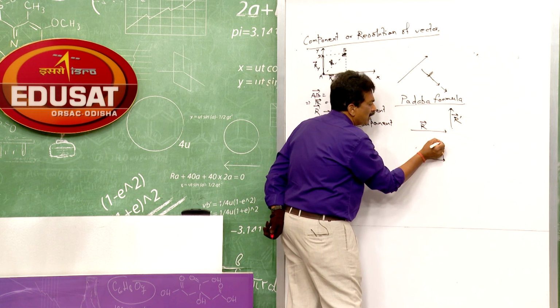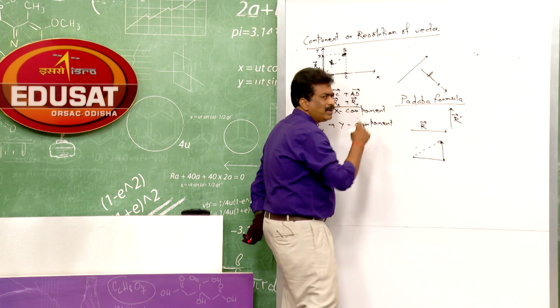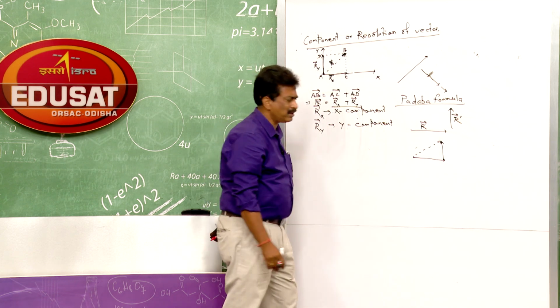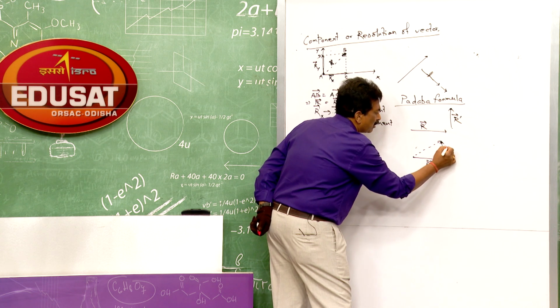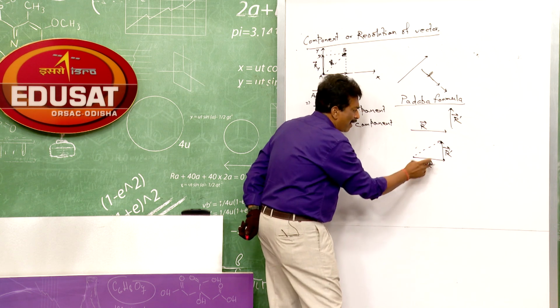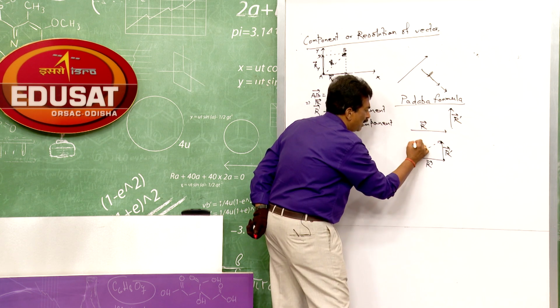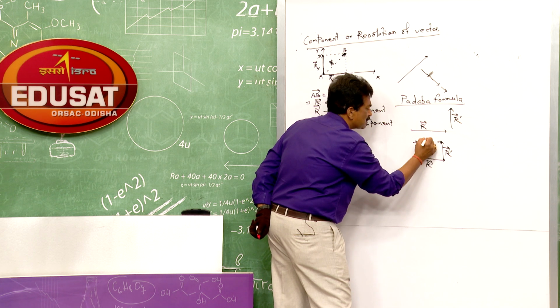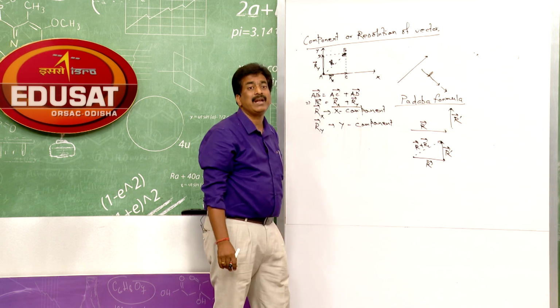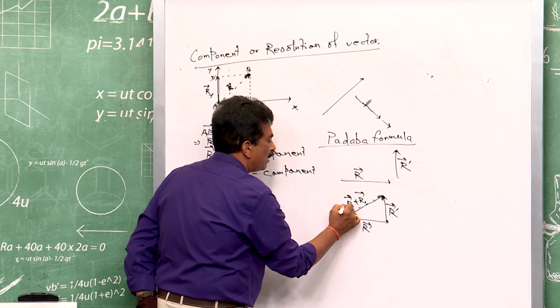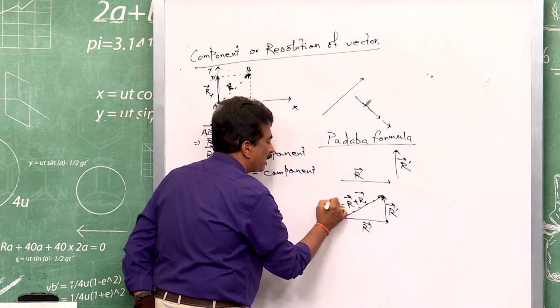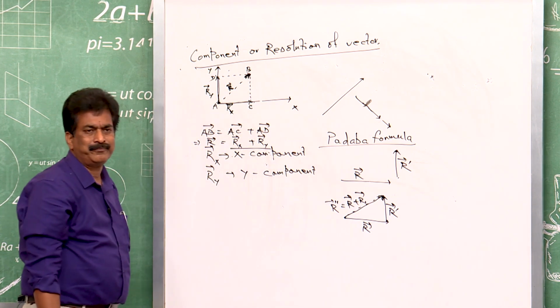You have to join them, and that will be the addition result. If this is the Ram vector and this is the Ravan vector, then Ram plus Ravan will be the net vector. So this net vector will be the resultant vector. Suppose that is R double dash.